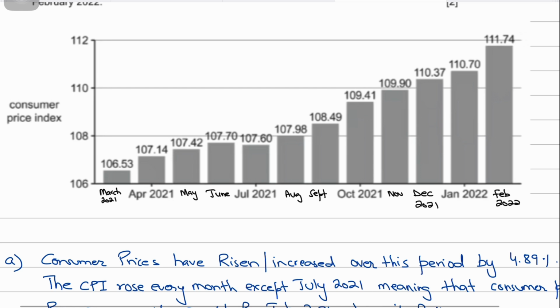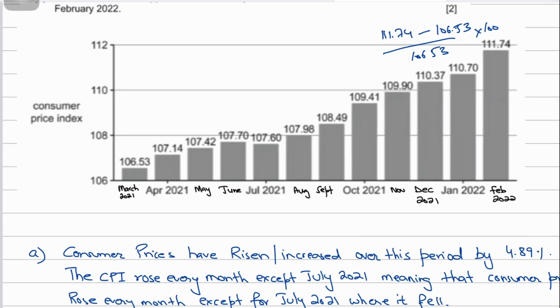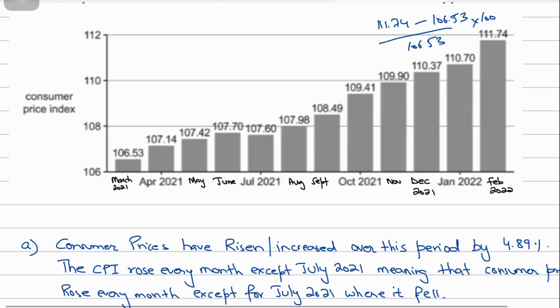But anyway, you sort of need to give the nature, not work on the figures, but just give the nature of this trend. So you will say that consumer prices have risen or increased over this period by 4.89%. How did I get 4.89%? Simply the index for Feb 2022 is 111.74. So 111.74 minus the index for March 2021, 106.53, divided by 106.53 will give you the percentage increase in price level, or simply the inflation rate. Right, so 4.89% is the increase in your general price level from March 2021 to Feb 2022.